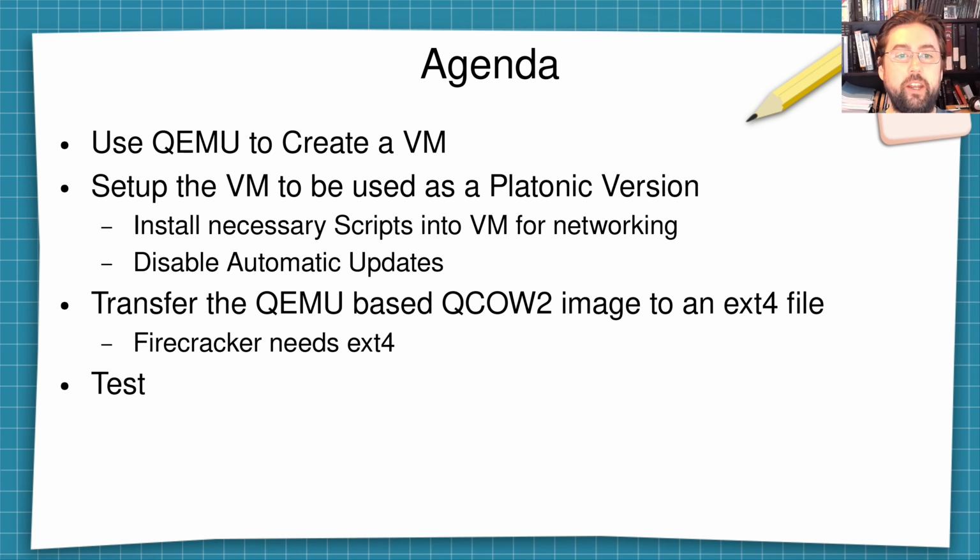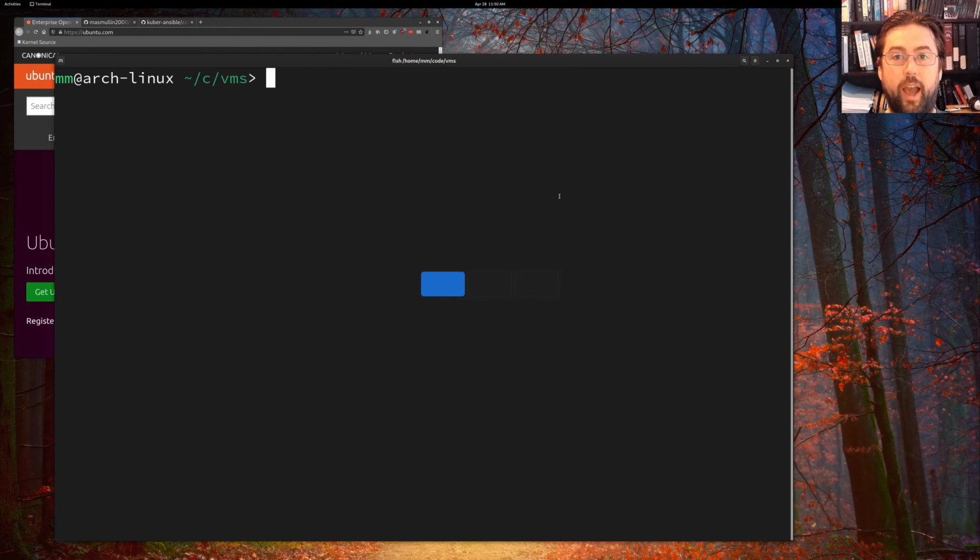To do that, after installing and setting up the virtual machine, we're going to install some necessary scripts for networking, and we're going to disable the automatic updates of Ubuntu Server 20.04. After that, we're going to transfer the QEMU-based QCOW2 image to an ext4 file, because Firecracker needs ext4 in order to run. And then we're going to test that the Firecracker image works properly. So how do we do that?